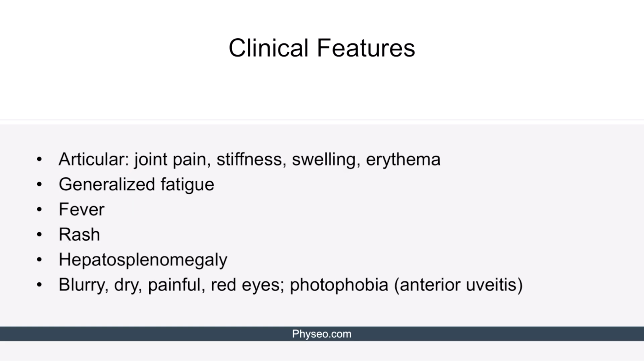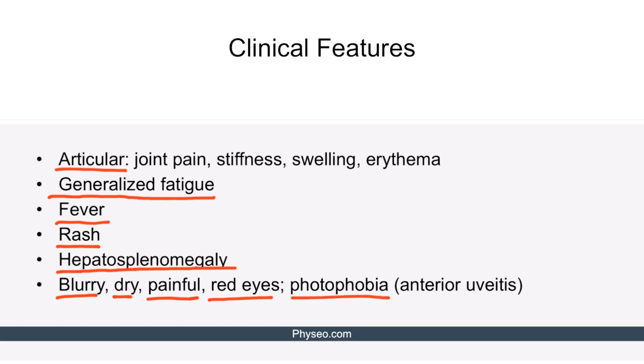Juvenile idiopathic arthritis presents as joint pain, stiffness, swelling, and erythema. Generalized fatigue and fever are often present. Patients can also present with a rash, and hepatosplenomegaly can be found in some patients. Some types are associated with anterior uveitis, in which case patients present with blurry, dry, painful red eyes and photophobia.